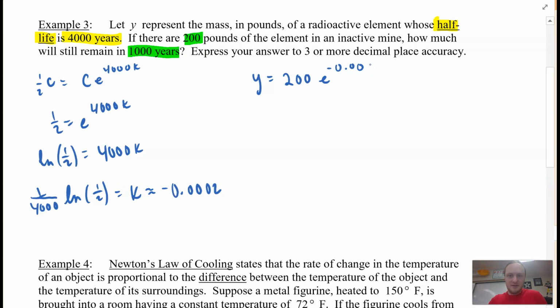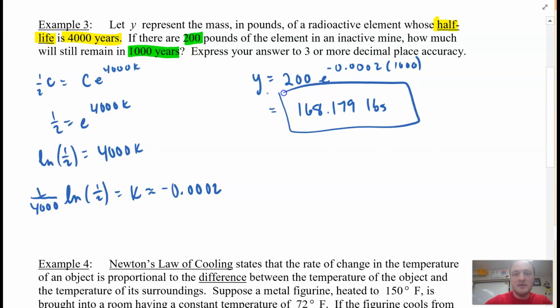So we get y = 200 e^(-0.0002 × 1000). Okay, so again, all I did was plug in 200 for C, right? That's how much is present. And then I'm going to plug in 1,000 years, and I want to figure out how much is going to be present. So if we plug this into our calculator, and they want it to 3 or more decimals, we get 168.179 pounds. Okay, and there is your answer.